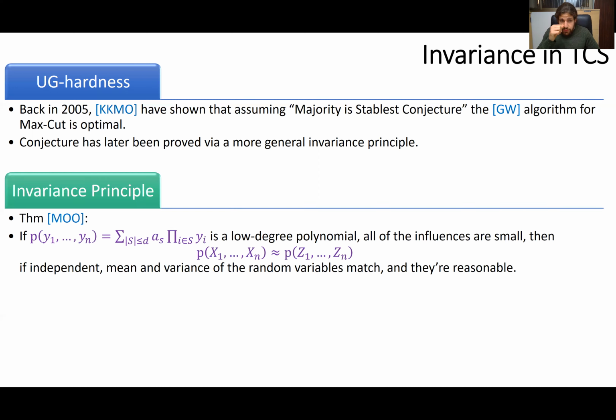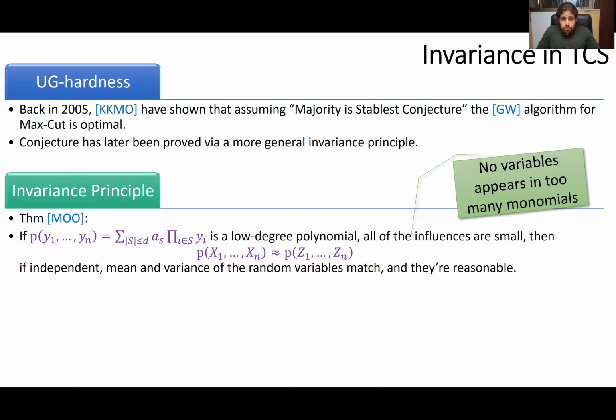So this is the following invariance principle of Mossel, O'Donnell, and Oleszkiewicz. It's a generalization of the former invariance principle, and it says the following statement. Suppose now that we have a multilinear polynomial p(y1, ..., yn), and we want 2 conditions. First of all, we want this polynomial to have low degree. And by that, I mean that d is small. Think of it as constant. And secondly, we want the influences of all of the variables to be small. And I don't want to get into the technical details of what influences are. It's a very important concept in analysis of Boolean functions. But I suggest that you just think of it as that no variable appears in too many of the monomials.